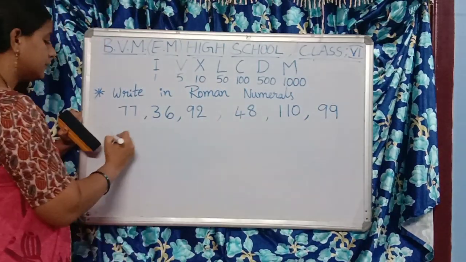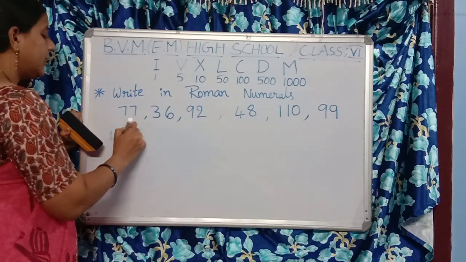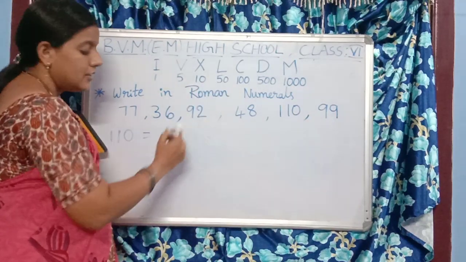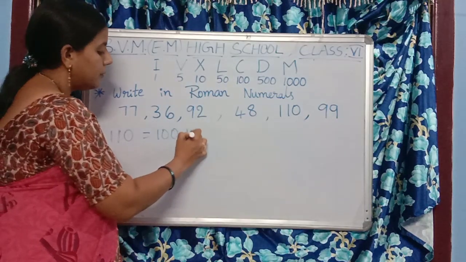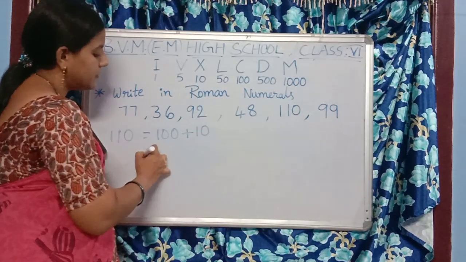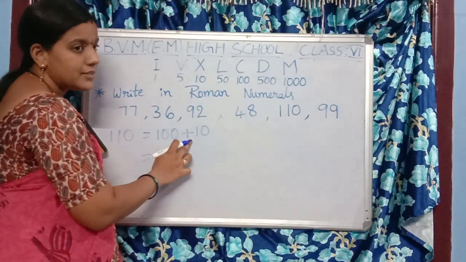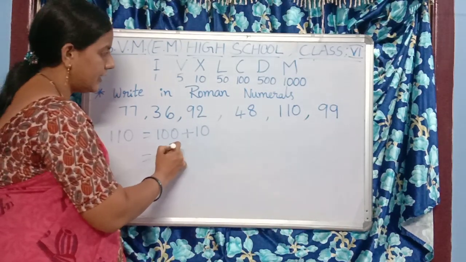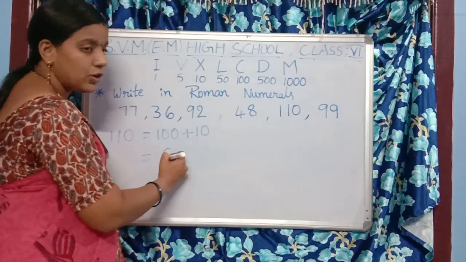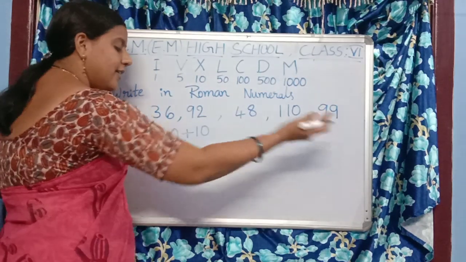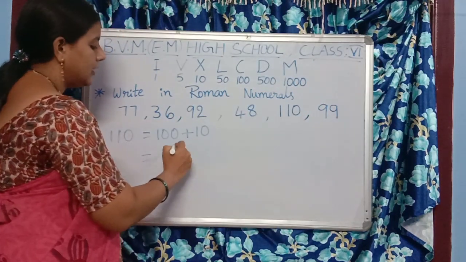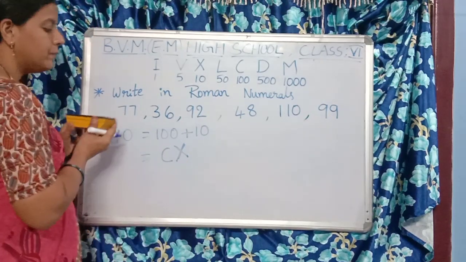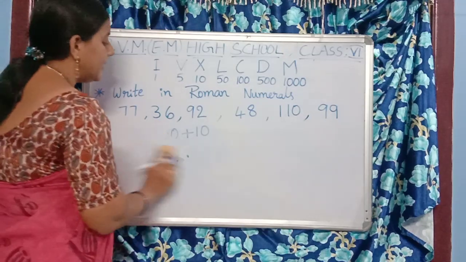Next, 110. Look children. 100 plus 10. It is very easy. Plus means, where should we write the X? 100 means C. X should be placed on the right side of the C. CX, 110. Okay.